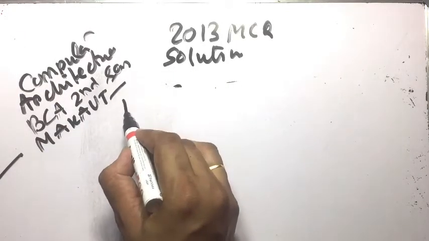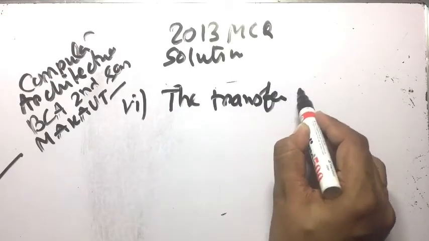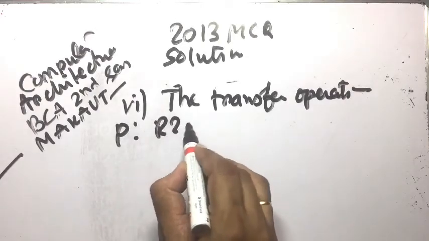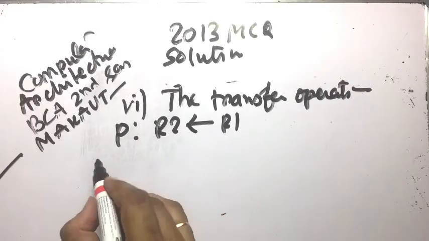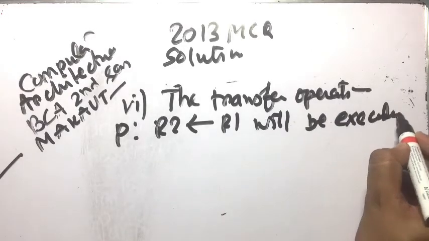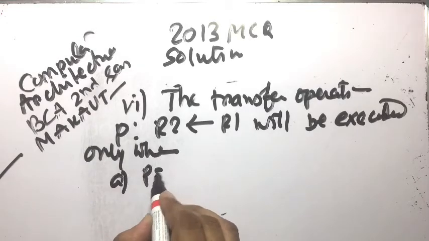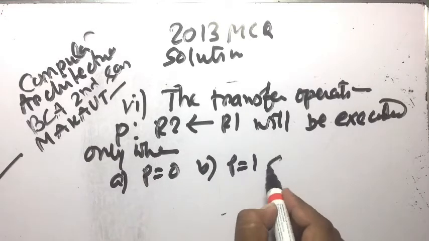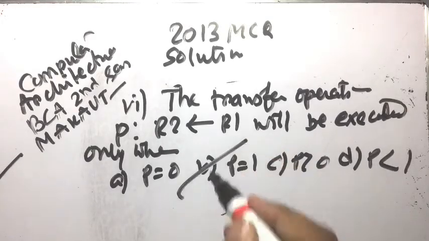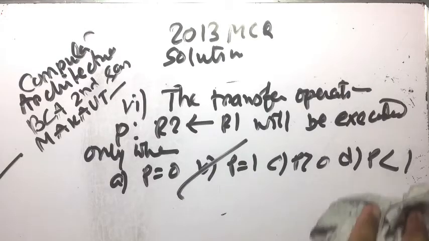Question number 6. The transfer operation P such that R1 is transferred to R2 will be executed only when: option A P equal to 0, option B P equal to 1, option C P greater than 0, option D P less than 1. Answer is P equal to 1. When P equals 1, the value of R1 will be transferred to R2. This is a transfer micro operation.